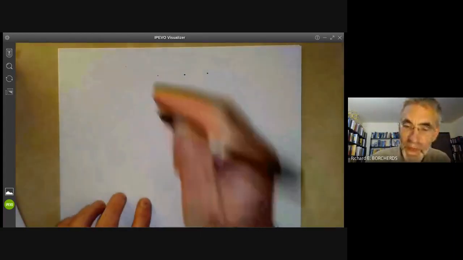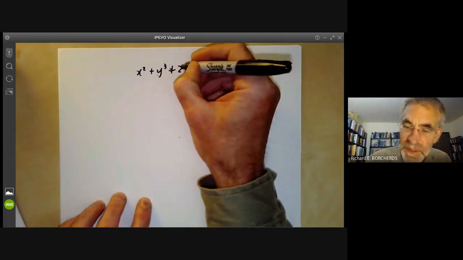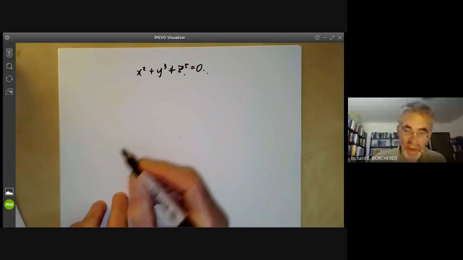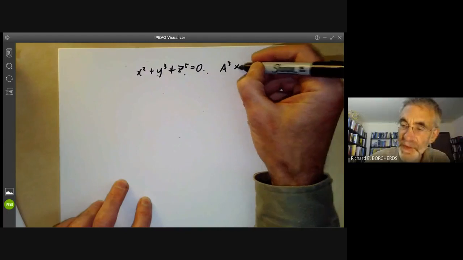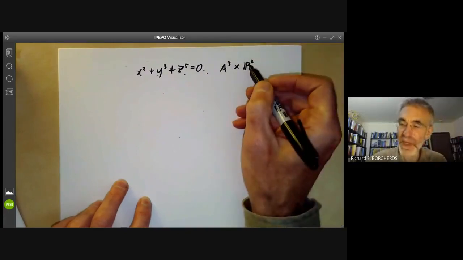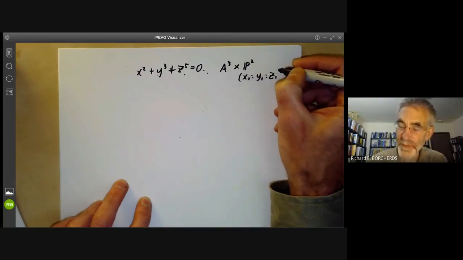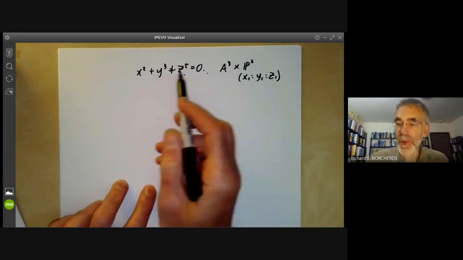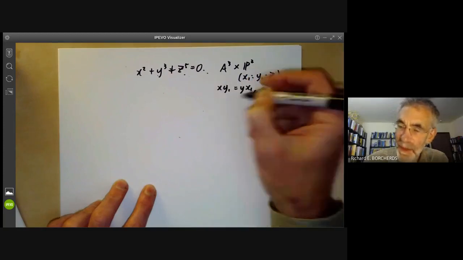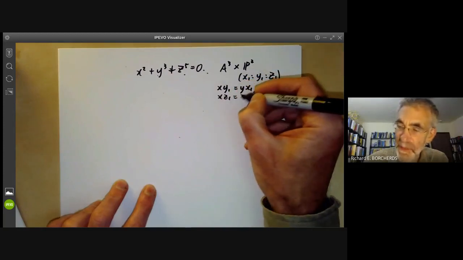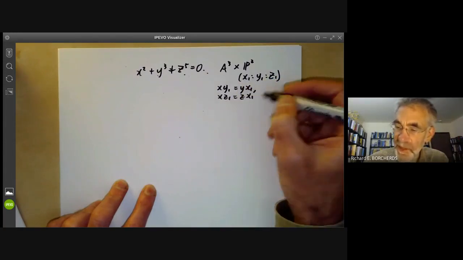So let's start with x squared plus y cubed plus z to the 5 equals 0. And we're going to blow up at the origin. This means we introduce coordinates. Here we've got A3, and we have to introduce coordinates for the projective space P squared. And we're going to call these coordinates x1, y1, z1. And in order to get the blow up, we need to add the usual relations: x y1 equals y x1, x z1 equals z x1, and so on.